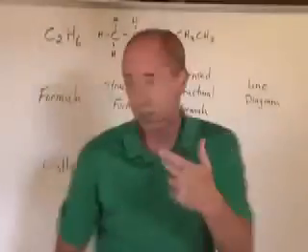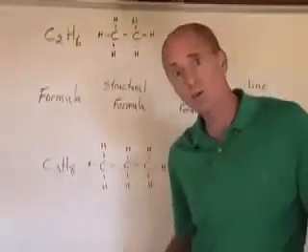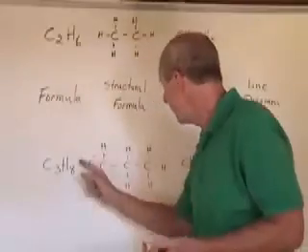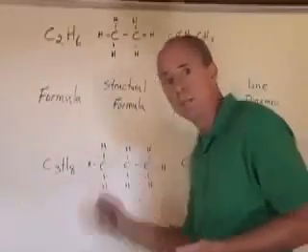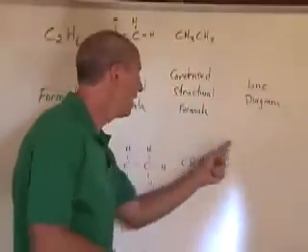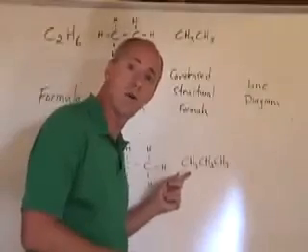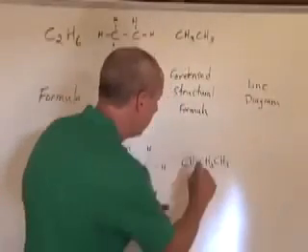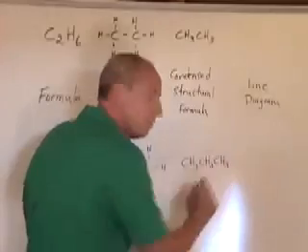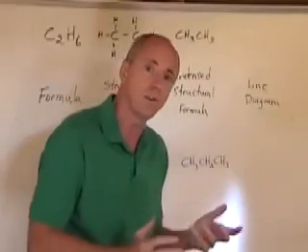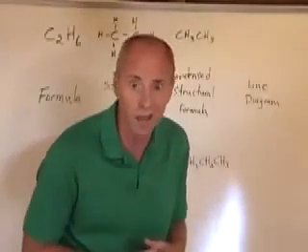Now, look down here, here's propane, C3H8. Here is its structural formula, and then we have a condensed structural formula. Sometimes you see a condensed structural formula with the lines actually in between the carbons as well. Don't get freaked out, it's just a condensed structural formula with lines in it.